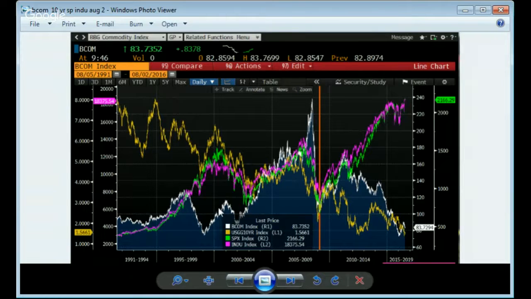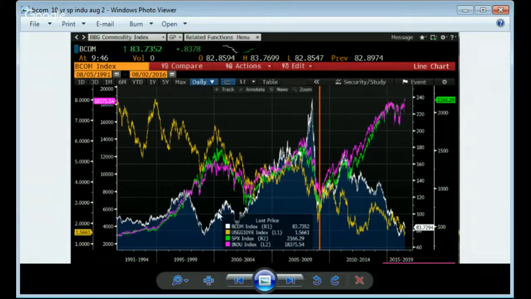Okay, so white, Bloomberg Commodities Index. Yellow, 10-year yield, generic. Green, the S&P, and purple, the Dow Jones Industrial Average. And we're going to see a very similar thing to what we just saw in the other chart.